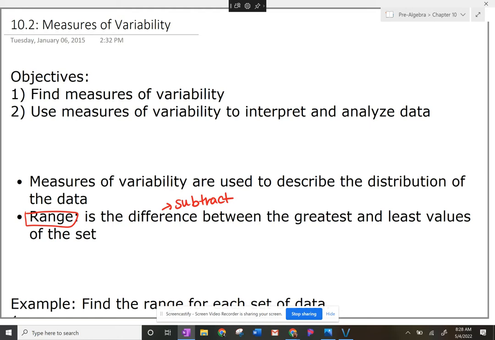So the range, and we look at all this data, the range is going to be the difference between the biggest value, the greatest value, and the smallest value of the set. Okay? So I will use Heelan High School as our example.